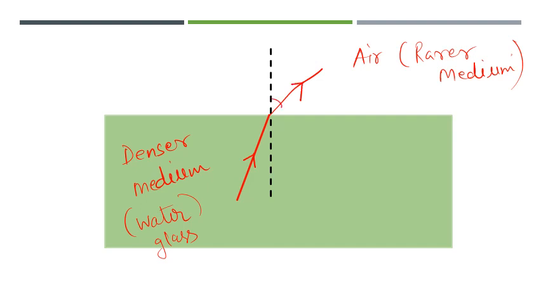So this is angle of refraction R, and in this case angle I is less than angle R. It means angle of refraction is greater than the angle of incidence, right? And this line is a normal with respect to which we always measure the angle of incidence and angle of refraction.